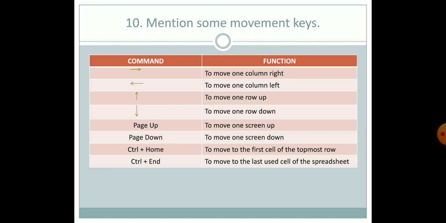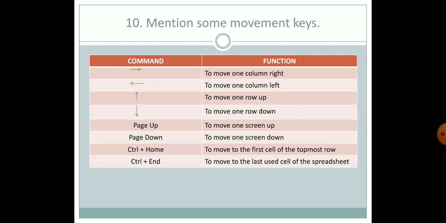Okay, then what are the movement keys? We know some movement keys. What are the movement keys and what are their functions? If the arrow is pointed to your right, it means you are going to move one column right. If the arrow is pointed to your left, it means we are going to move one column left. If it is pointing upward, you move one row up. If it is pointing down, you will move one row down. And there are page up, page down keys also. So we'll use those to move one screen up and one screen down.